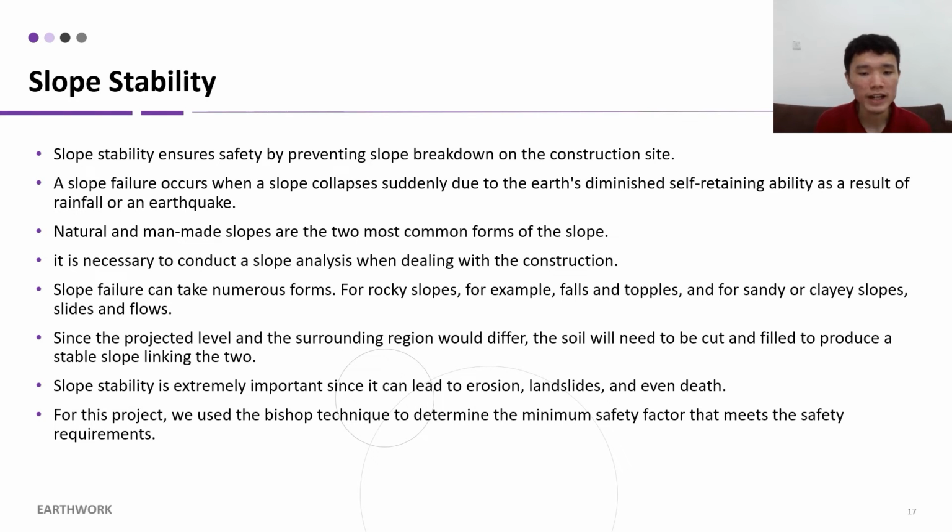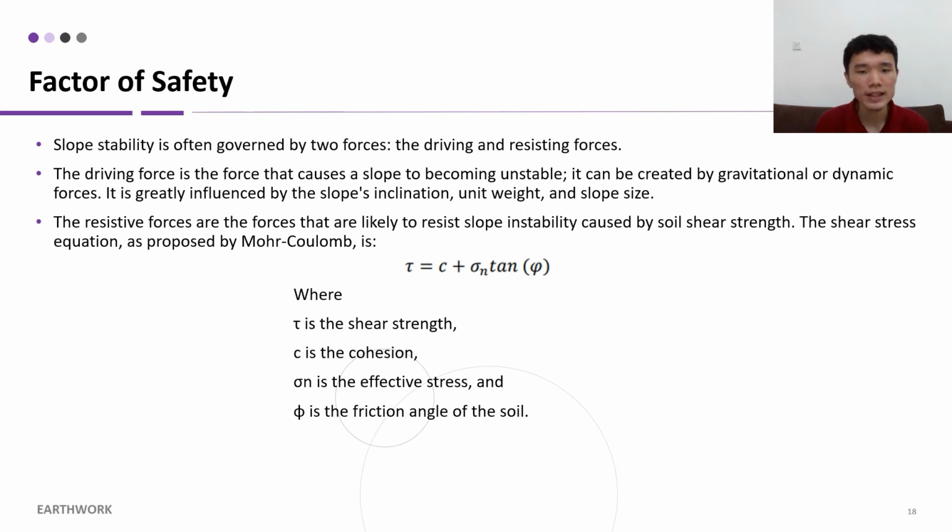Slope stability is very important as failure can lead to erosion, landslides, and even death. For this project, we use the Bishop technique to determine the minimum safety factor to meet safety requirements. Slope stability is governed by two forces which are driving and resisting forces. The shear stress equation is shown below.